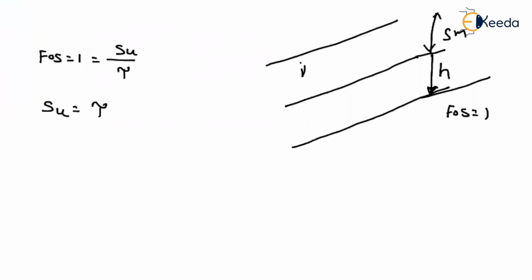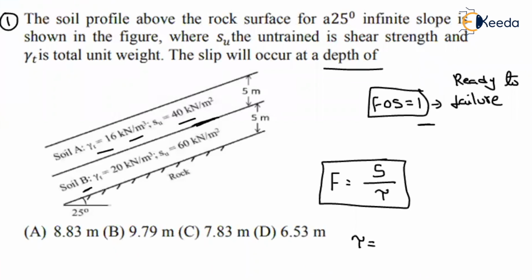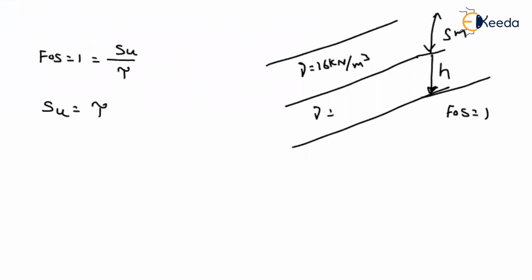What about the properties here? Here it will be 16 kilonewton per meter cube. Here, what is the gamma there? 20 kilonewton per meter cube. Along this layer, your shear strength is 60 kilonewton per meter square. Now, how to find the shear stress?